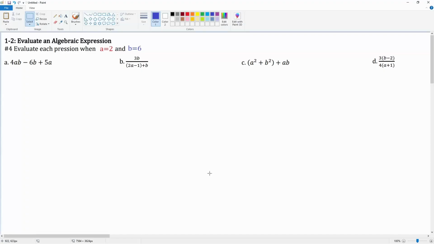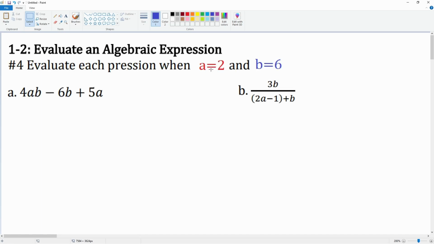1-2, evaluate an algebraic expression. Number 4, evaluate each expression when a is equal to 2 and b equals 6. I color coded the a and the b so you can get a better visualization. To evaluate this, you have to plug in these variables. So wherever you see a letter A, you're going to plug in the number 2, and wherever you see the B, you're going to plug in the blue 6.